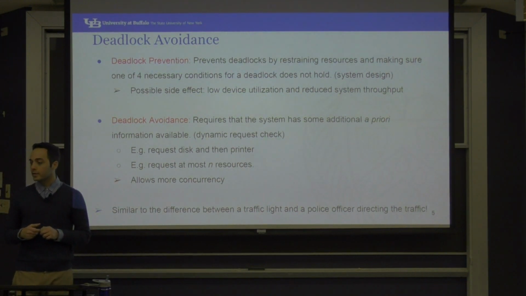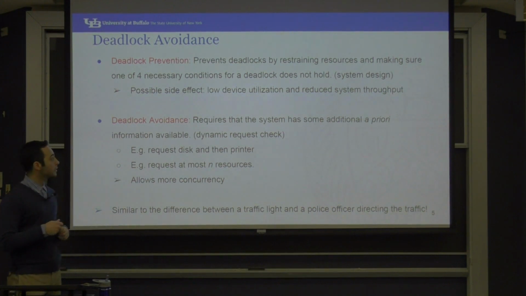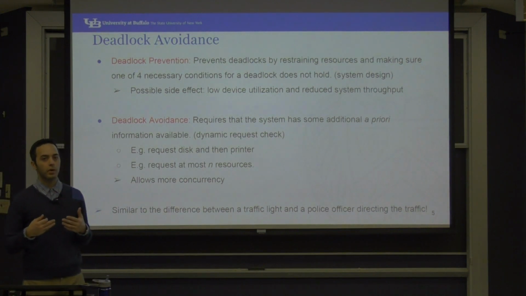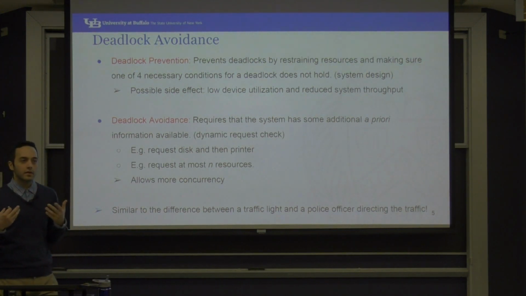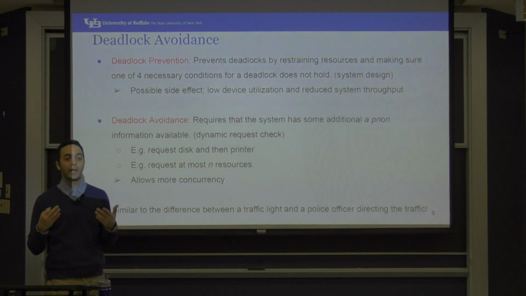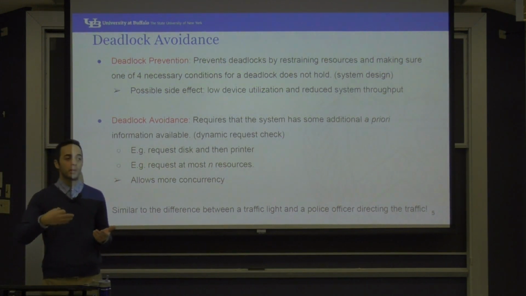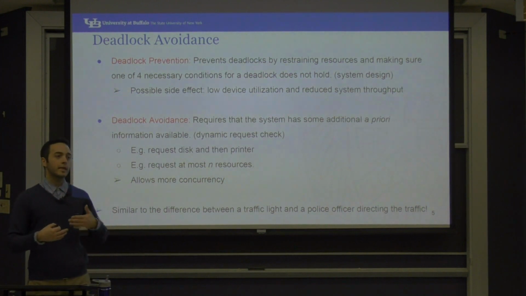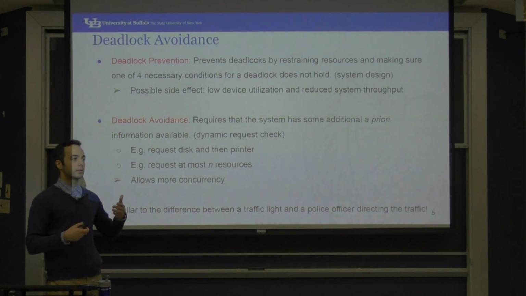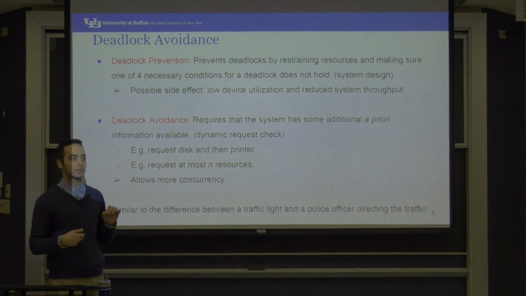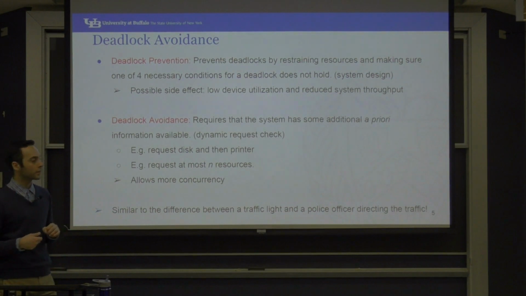So avoidance means that we expect the processes to give the system information ahead of time about their possible requests, so that later on the system can dynamically examine the request and decide: is this request valid? Should it be granted or not?